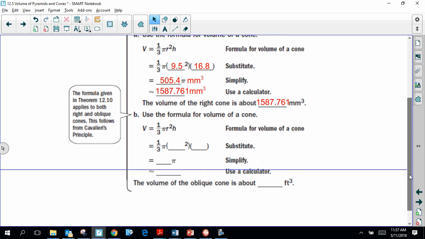Now we're looking for the oblique one. Here we're using Cavalieri's principle. Remember that it doesn't matter that it's oblique or not, the cross-sectional areas will still be the same throughout, so we can still use the same volume equation, just like we could use the same surface area equation. But here the radius is 4.5, so 4.5 squared times the height, 12, divided by 3, will give me an exact volume of 81 pi cubic feet, and the approximate value would be about 254.5.